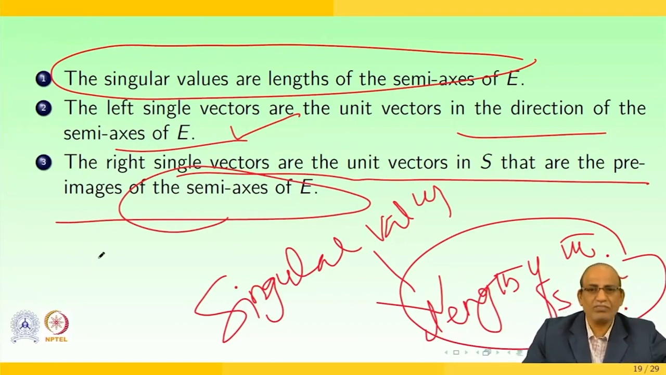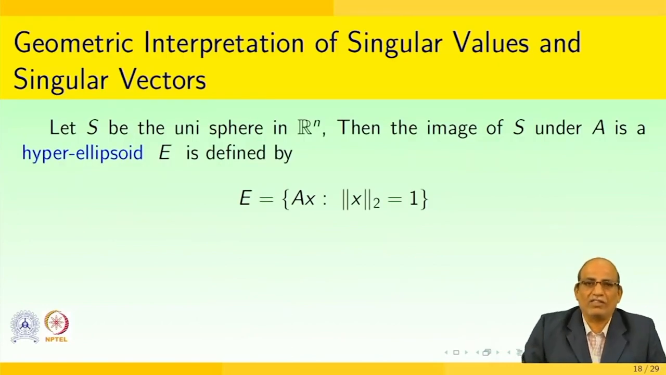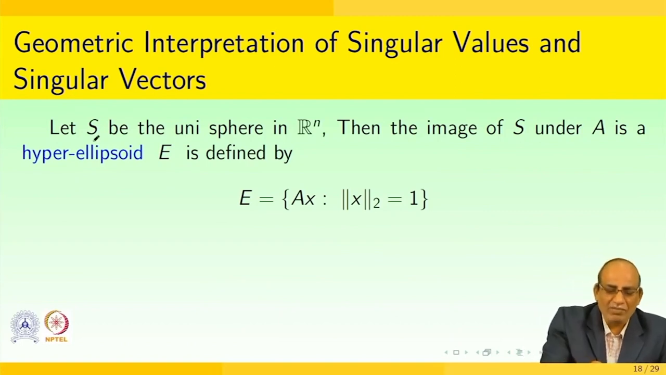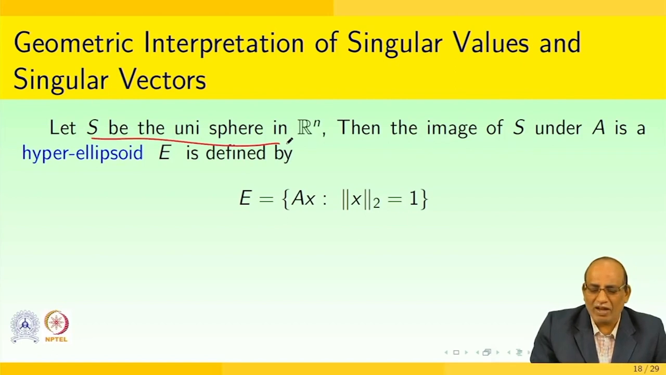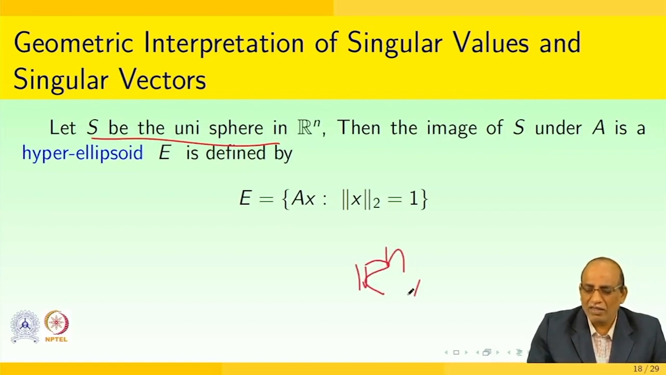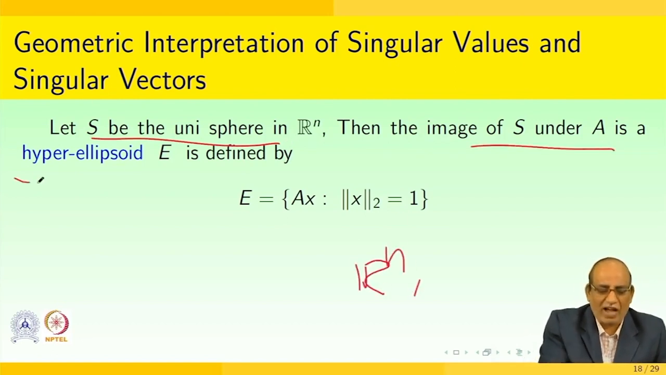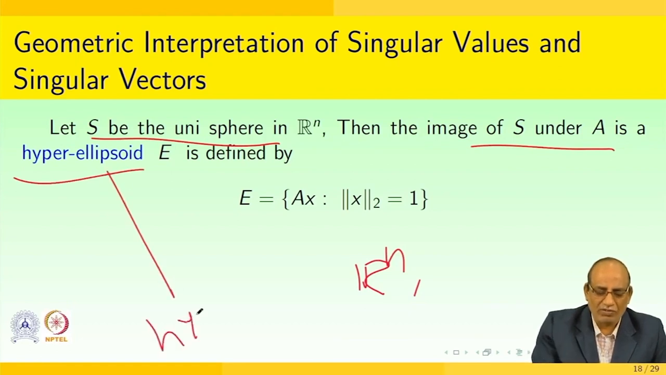Well, so let us return back. Geometric interpretation of singular values and singular vectors. You see here, let S be the sphere in Rn, then the image of S under A is a hyper ellipsoid. So you do get what is called a hyper ellipsoid.